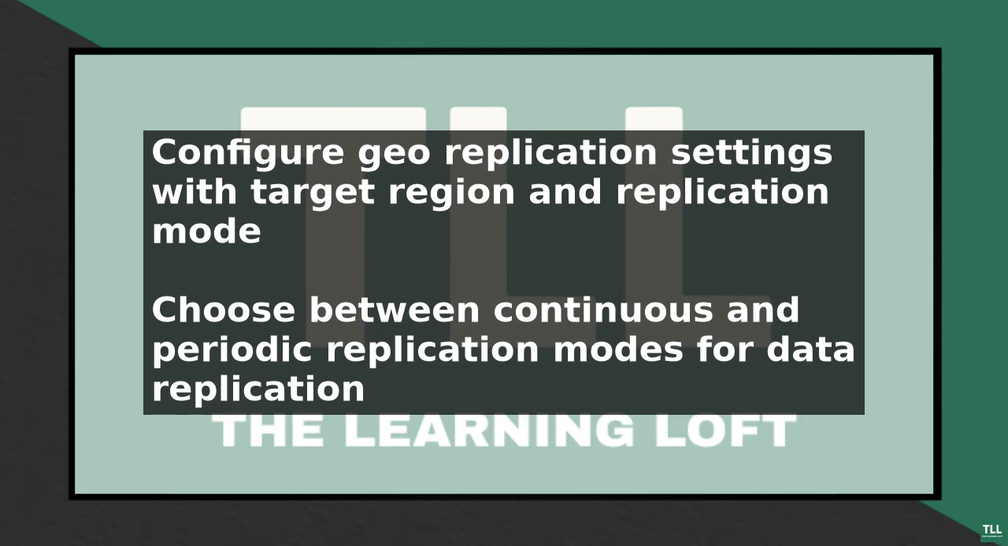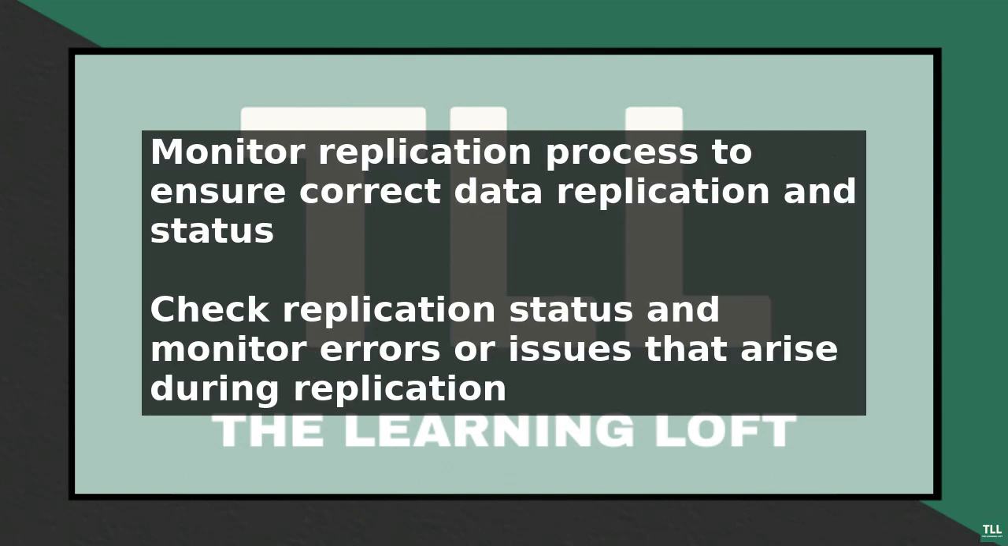To set up Geo Replication, navigate to the Azure portal and select your Azure SQL database. Click on the Geo Replication option and select the target region. Then, choose the replication mode and configure any additional settings as needed.